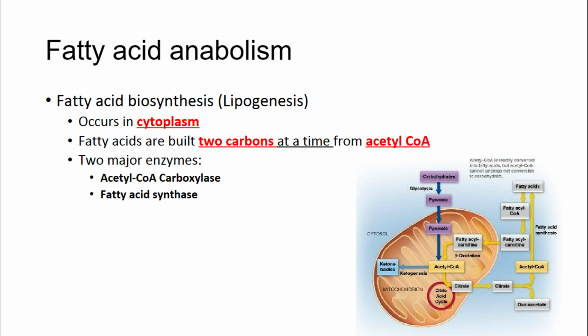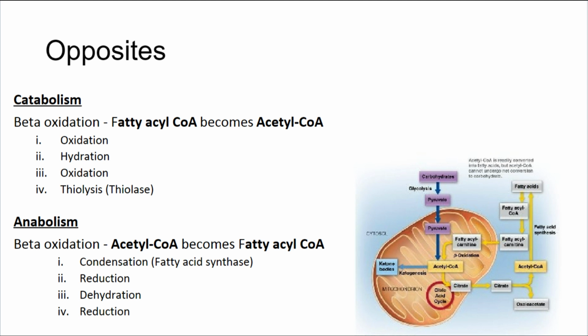So just a reminder, catabolism and anabolism are complete opposites, especially in fatty acids. And here's the mechanism of beta oxidation. In fatty acid catabolism, you go through oxidation, followed by hydration, oxidation again, and then followed by lysis, right? On the other hand, anabolism or lipogenesis is going to be flipped.